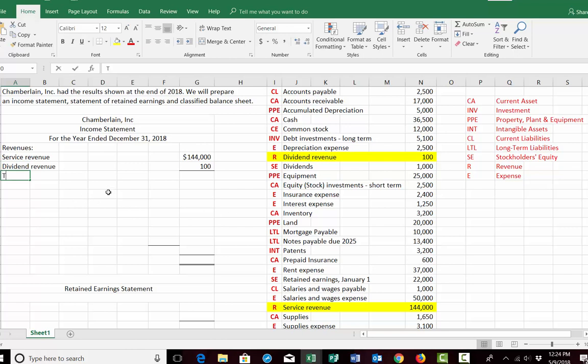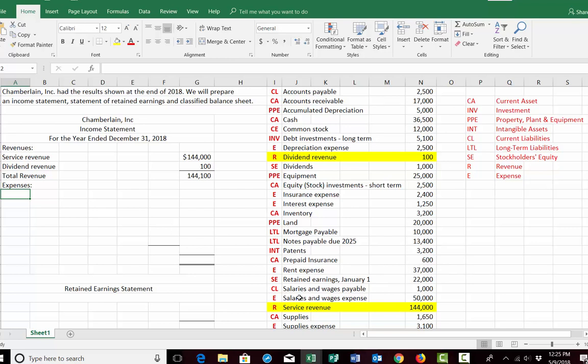All right, and then we're going to say total revenue. We're going to add them up. And total revenue is going to be equal to the $144,000 plus the $100. All right, next up are expenses. So we're going to put our expenses from the largest to the smallest, because people are more interested in the largest number. So we're going to take a look at all of the expense numbers that we have here, and we need to put them in size order.